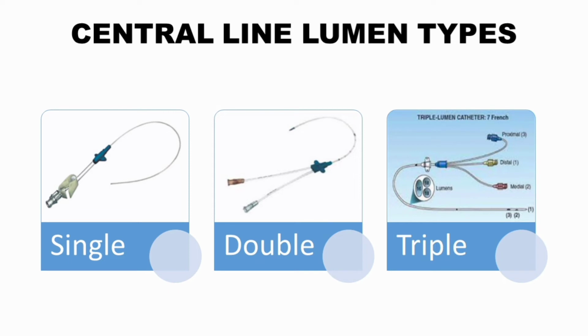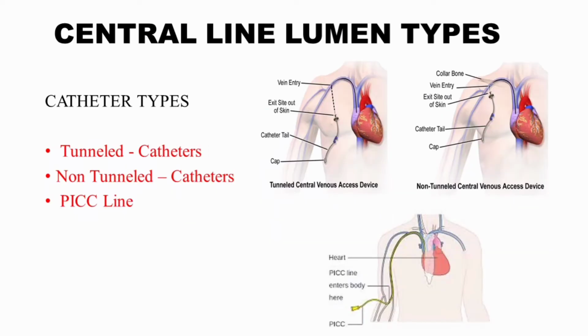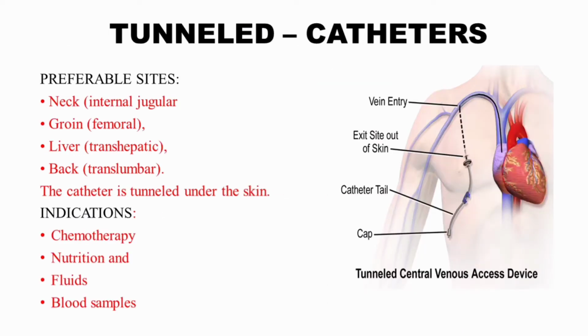Now let's see central line lumen types. There are three types: single lumen, double lumen, and triple lumen. And catheter types, there are three types: tunneled catheter, non-tunneled catheter, and PICC line.